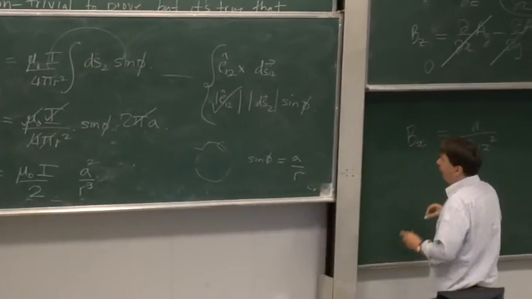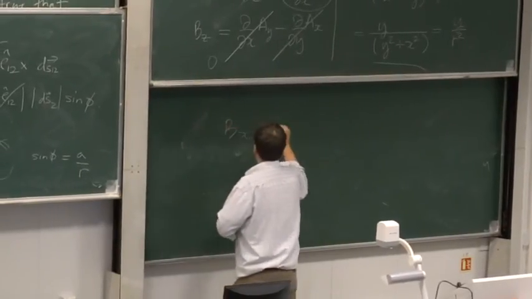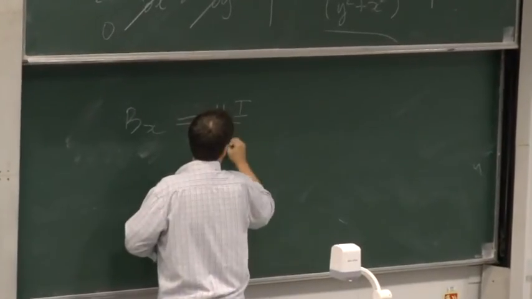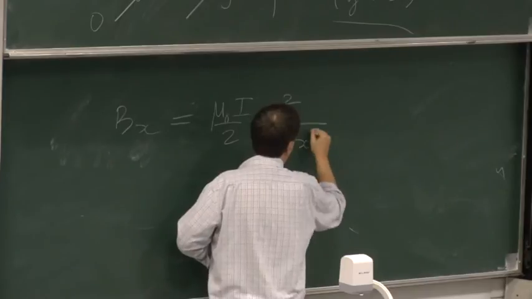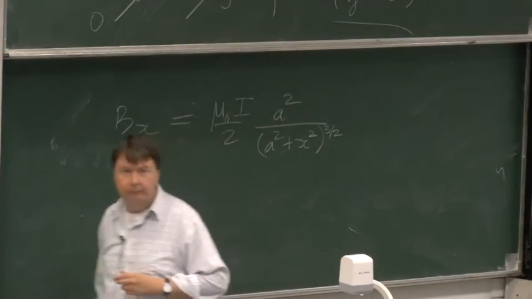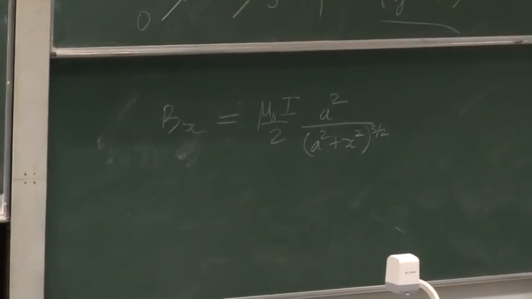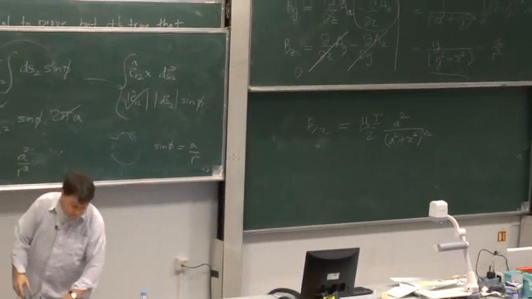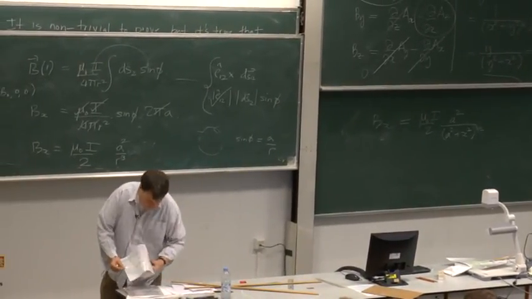And my Bx final, I might as well just write it now in one line, is equal to mu naught I over 2 times a squared over a squared plus x squared to the 3 halves power. I've got an r cubed, which is a squared plus x squared to the 3 halves. And so, again, that is the final answer.